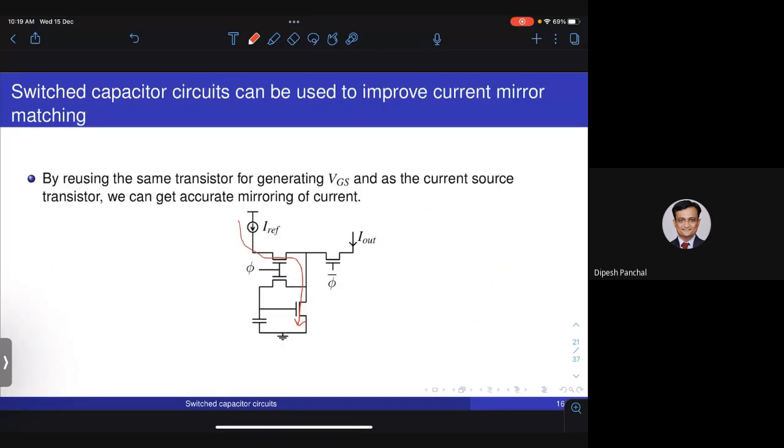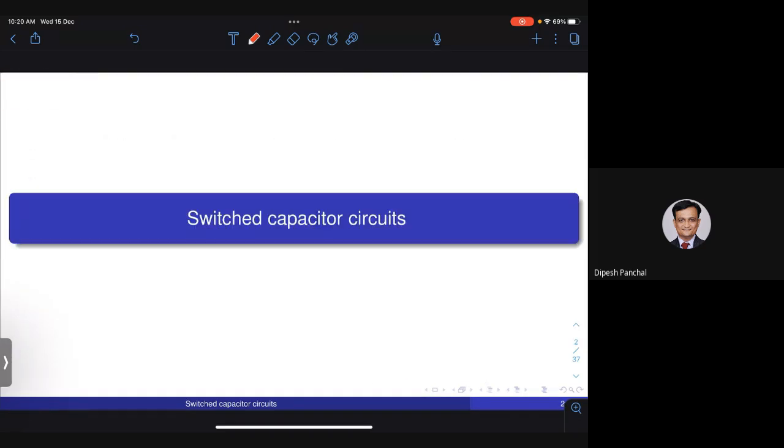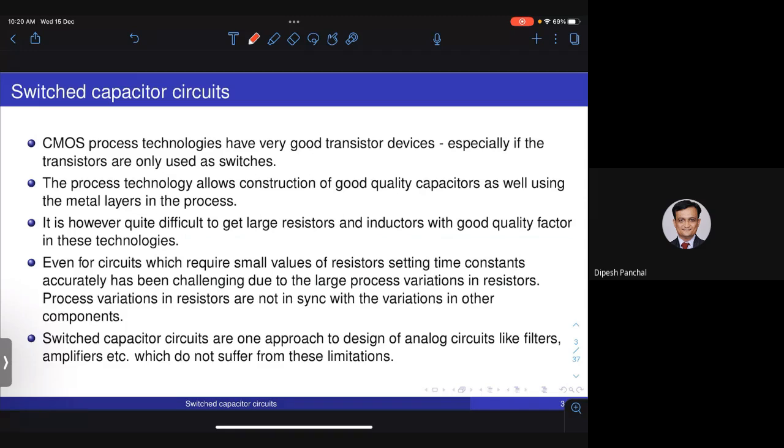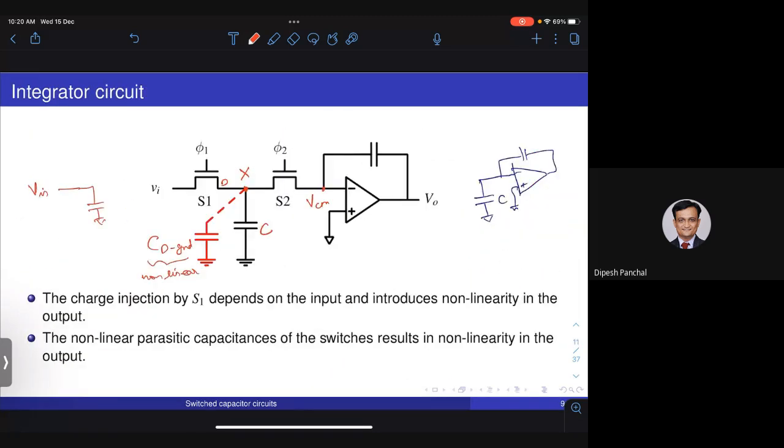Otherwise, we will move to now this. If you look at our switch capacitor circuit discussion, we started with a statement that in CMOS processes, we get very good transistors as switches. It's difficult to make resistors and inductors, and we have seen how to make resistors using switches and capacitors. The argument was that we get very good switches and capacitors in CMOS, therefore we can make resistors using switches and capacitors. Then we saw how to make simple circuits like amplifiers and integrators which avoid the use of resistors.